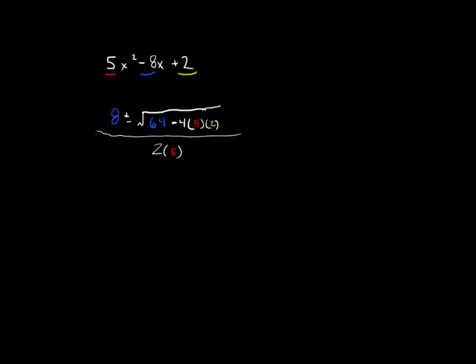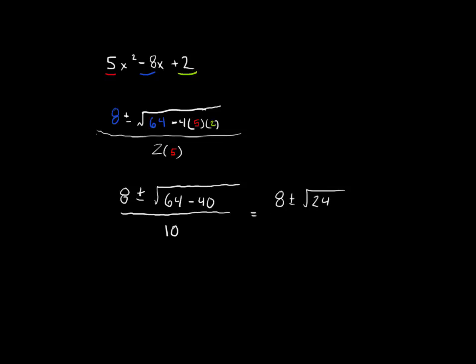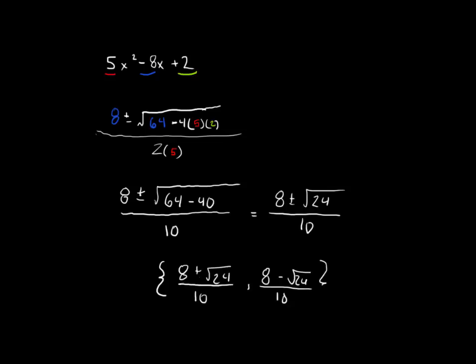Now simplify what's beneath the radical first. I'm going to drop the color coding because that takes too much time. We've got 8 plus or minus the square root of 64 minus 40 divided by 10. Continue simplifying underneath the radical first. 64 minus 40 is 24. All of this is divided by 10. And at this point, if you don't need to round, this is a perfectly acceptable answer. And this is what it looks like in terms of your solution sets. One with a positive root 24, one with a negative root 24.